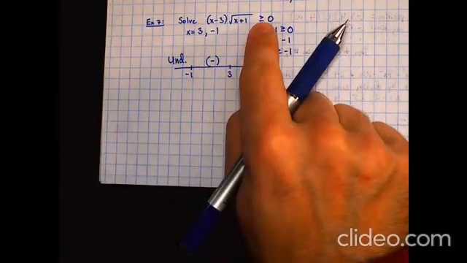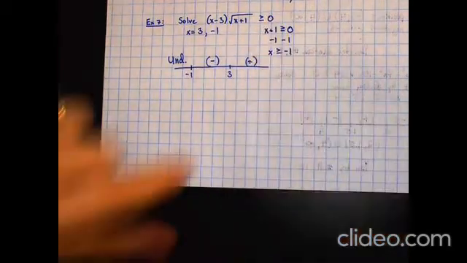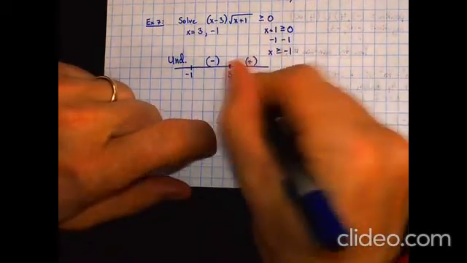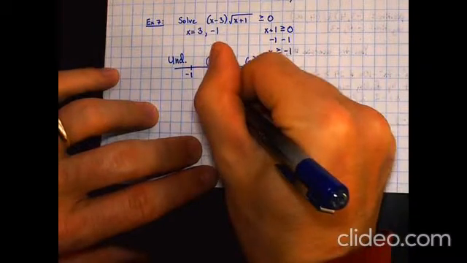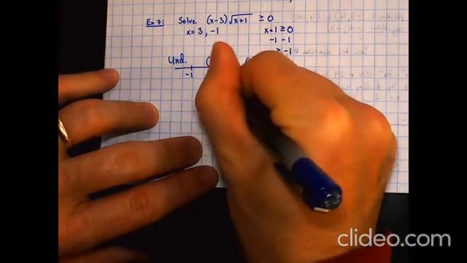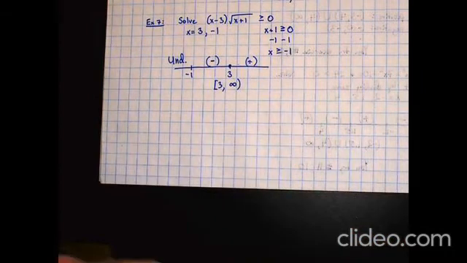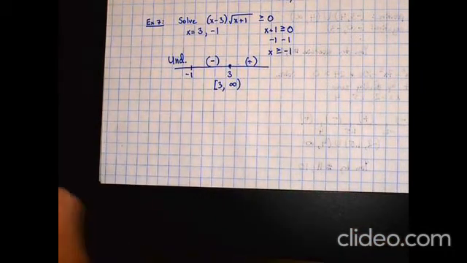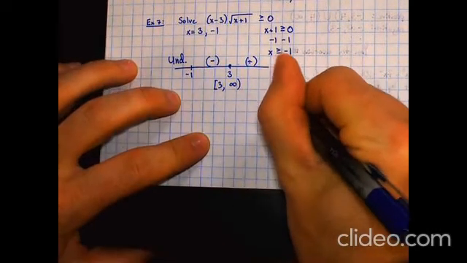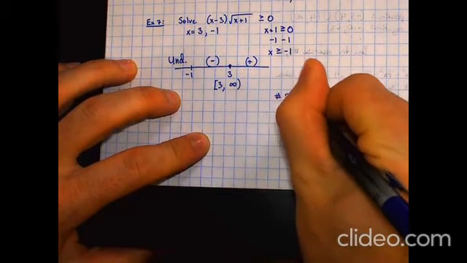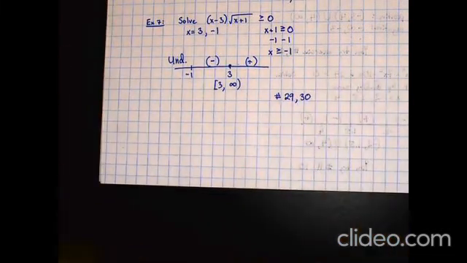Alright, so this is greater than or equal to 0. So we got to do 3 as well as everything to the right of it. So our answer is going to be 3 inclusive to infinity. Right. So I want you to try 29 and 30. And we'll talk about the rest in class.